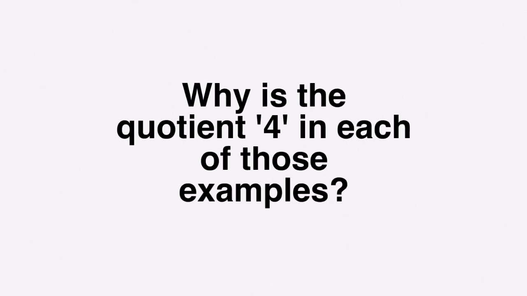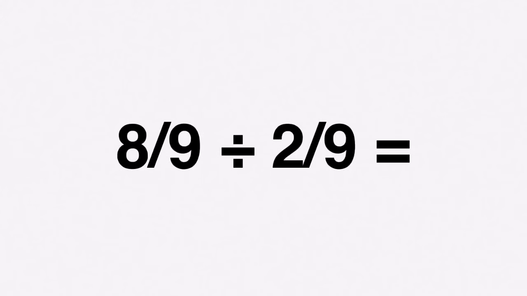The reason we have the quotient as 4 each and every time is because the units are the same. 8 divided by 2. Whether they're thousands or thirds or hundreds or fourths, it's still 8 somethings divided by 2 somethings. And that will always give us 4. So let's actually look at this a bunch of different ways. 8 ninths divided by 2 ninths.